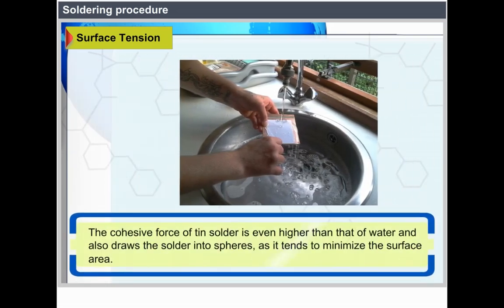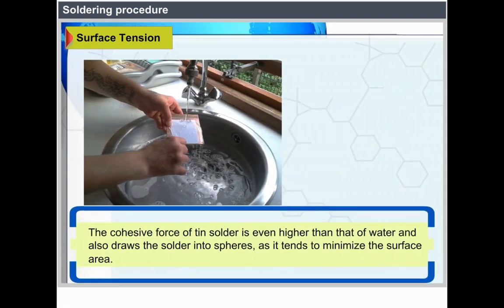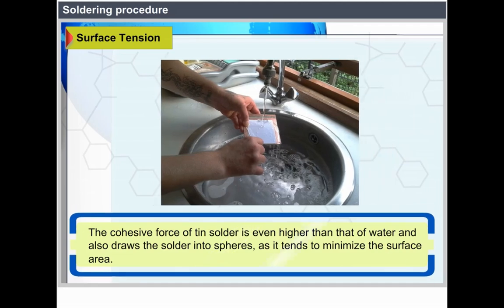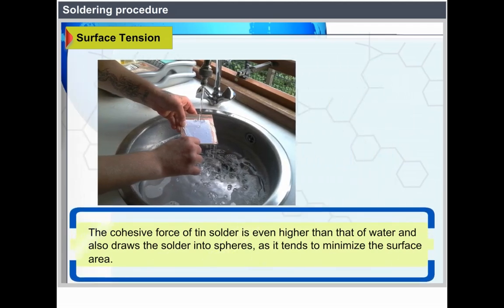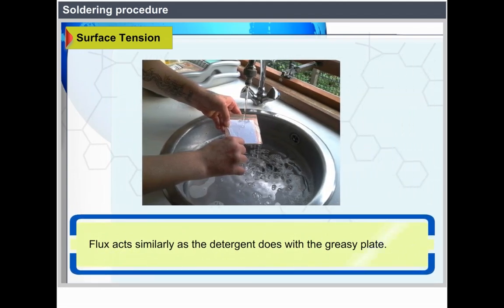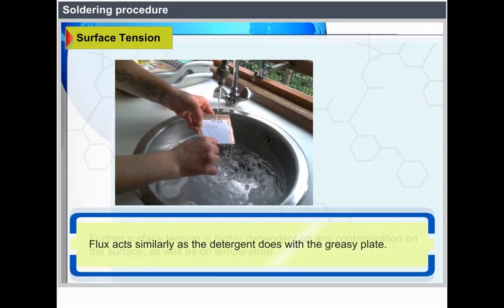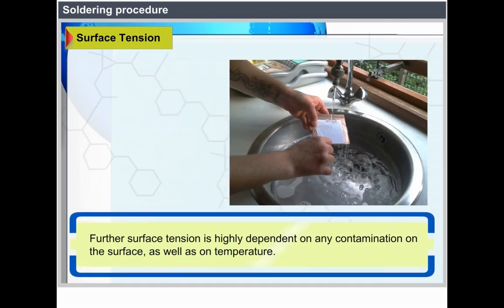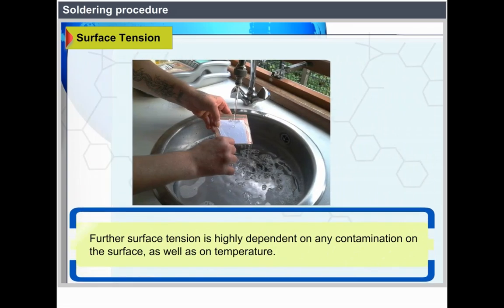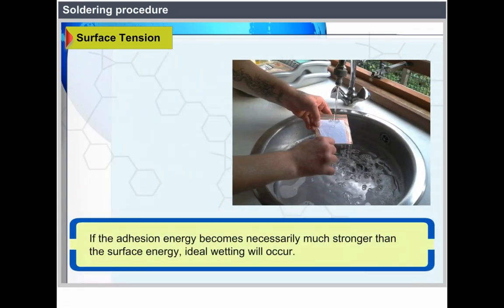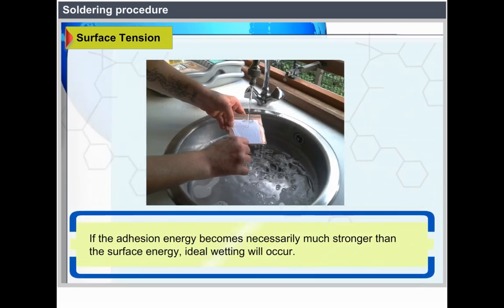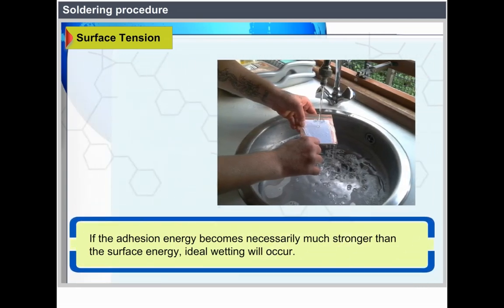It happens if the adhesive force is stronger than the cohesive force. The cohesive force of a tin solder is even higher than that of water and also draws the solder into spheres as it tends to minimize the surface area. Flux acts similarly to the detergent with the greasy plate. Further, surface tension is highly dependent on any contamination on the surface as well as on temperature. Only if the additional energy becomes much stronger than the surface energy will ideal wetting occur.